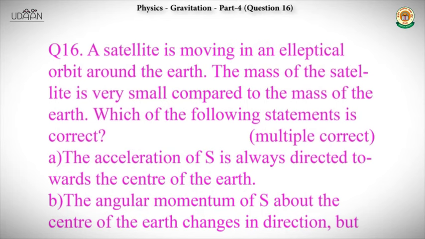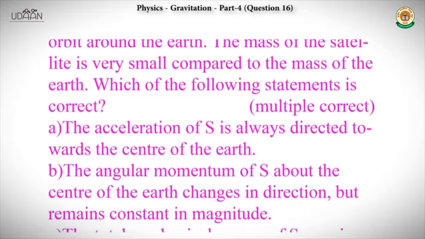So people, question number 16 says that there is a satellite moving in an elliptical orbit around the Earth. The mass of the satellite is very small compared to the mass of the Earth. Which of the following statements is correct? Now again, more than one answer can be correct here. Let's look at the options and go one by one.